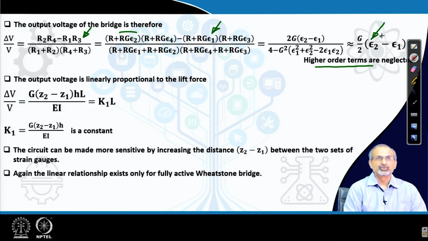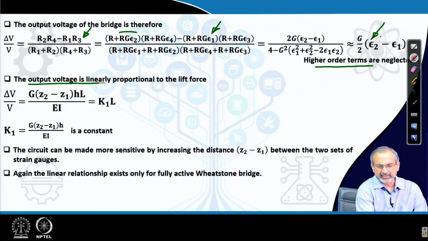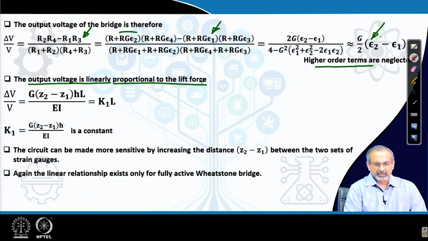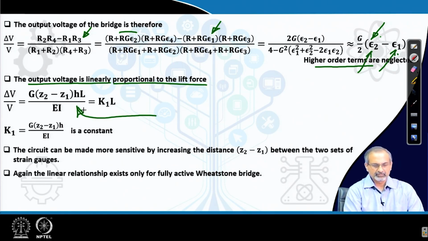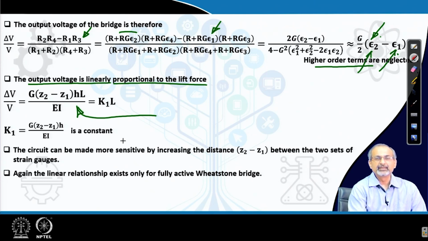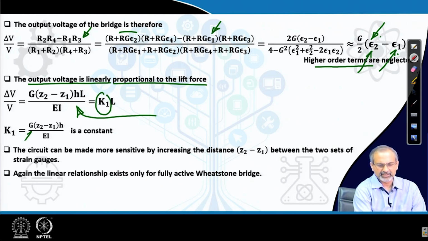So, the output voltage is linearly proportional to the lift force, because the epsilon expressions now come into the picture, which we have shown in the previous slide, and the final expression boils down to this. All right. And therefore, you can figure out that it is linearly proportional to the lift force. The K1 is basically a constant comprising of gauge factor, the distance between the locations 1 and 2, h by EI.